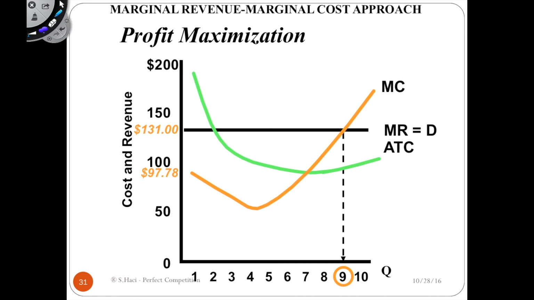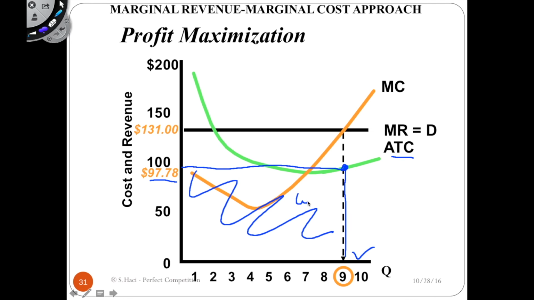Now that we have revenue, we need to figure out what the cost is, and for that we need the average total cost curve. We have our output. We know we're producing 9 units. So if I produce 9 units, what is the cost for each unit? The cost for each unit, according to my average total cost curve, will be about $100, or 97.78 to be exact. So this whole block here is my total cost. It is 9 times 97.78. That is my total cost.